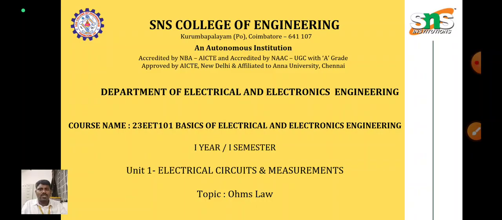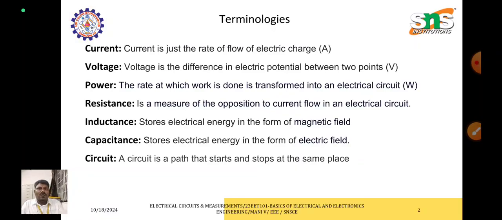Today we are going to see about Ohm's law. So the terminology is current. Current is just the rate of flow of charge, that is, the rate of flow of electrons through the conductor with respect to time. And voltage is the potential difference across two different points.